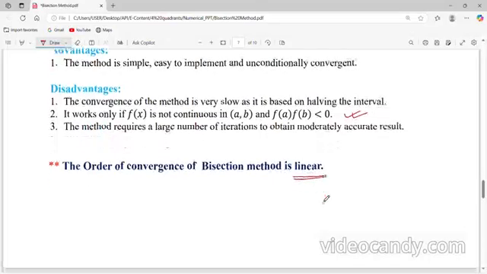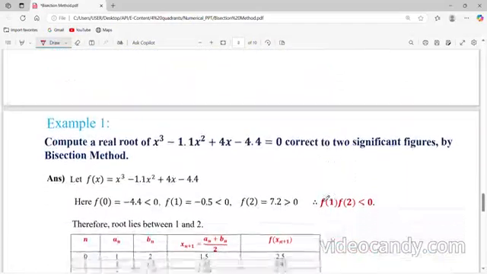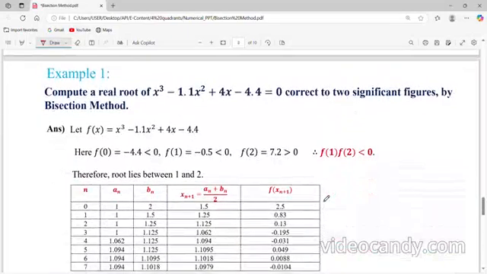Next we have some examples. First, compute a real root of x cube minus 1.1 x square plus 4x minus 4.4 equal to 0, correct to two significant figures by the bisection method. So the function is x cube minus 1.1 x square plus 4x minus 4.4, and the interval is not given, so we have to find the first interval.